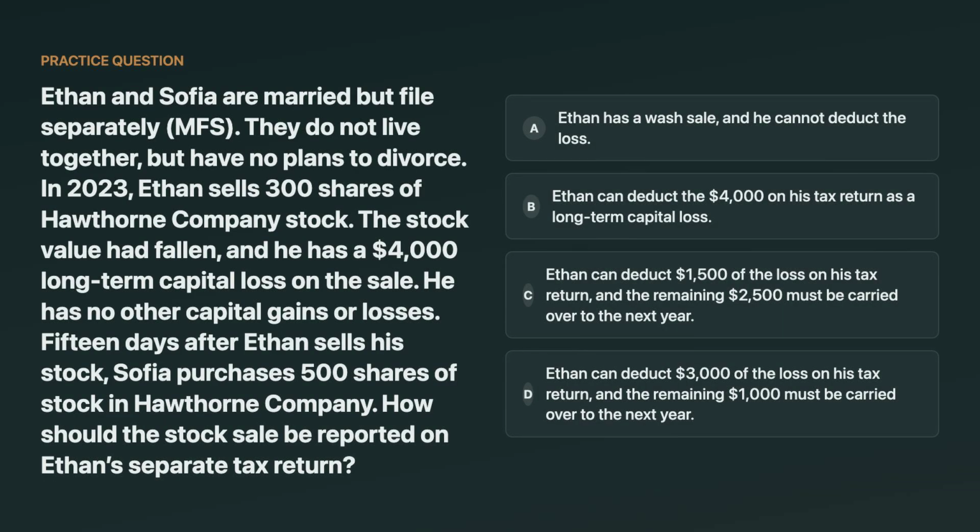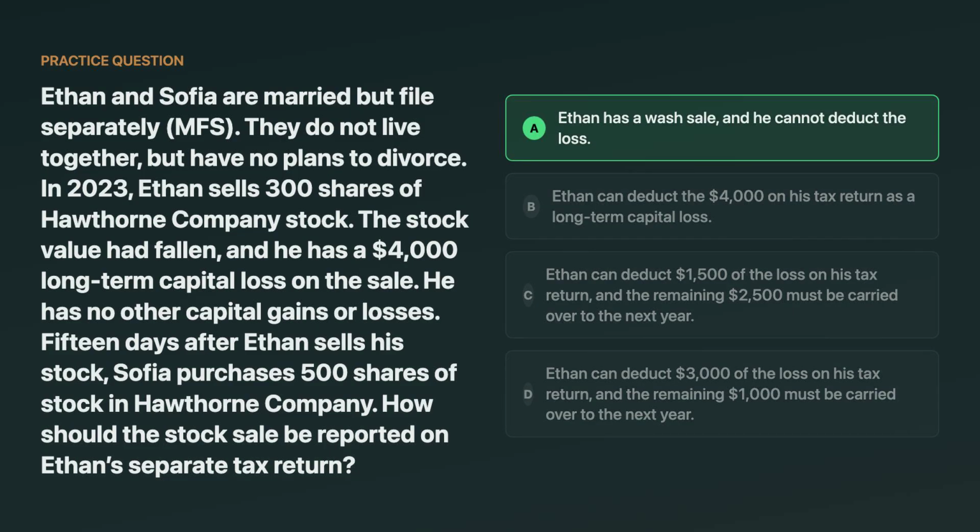Ethan and Sophia are married filing separately and don't live together. Ethan sells stock at a $4,000 long-term loss. He has no other capital gains or losses. 15 days later, Sophia buys shares of the same company stock. How does Ethan report the sale on his separate return? The options include deducting the loss, limiting it, or treating it as a wash sale. Think about it.